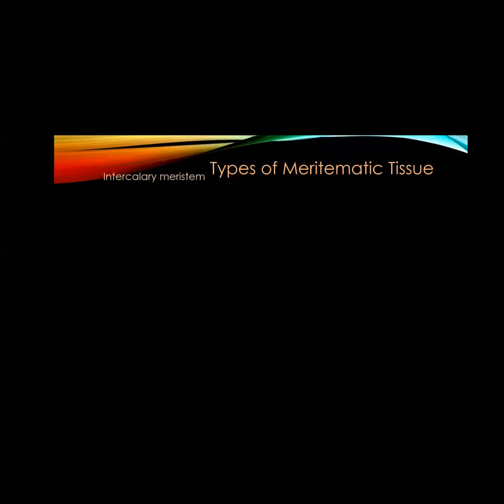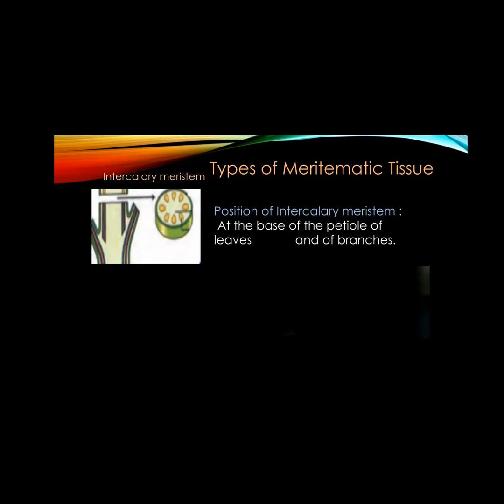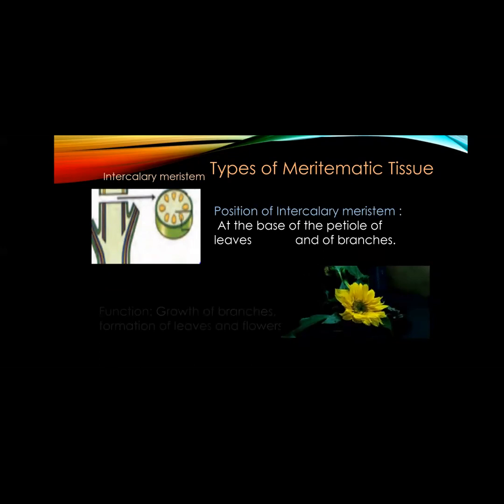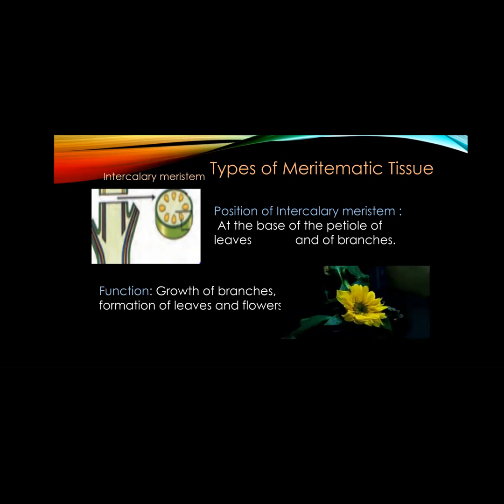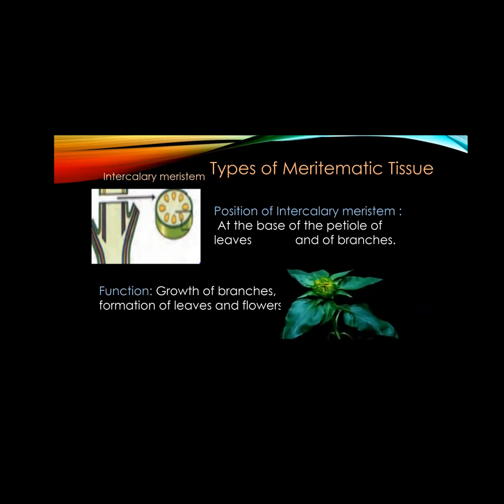The second type is intercalary meristem. As I said, intercalary meristem is present at the nodal region where leaves grow. So, it is present at the base of the petiole of the leaf. Petiole means the stalk of the leaf and of branches. The function of intercalary meristem is that it helps in growth of the branches, and formation of leaves, flowers and fruits.